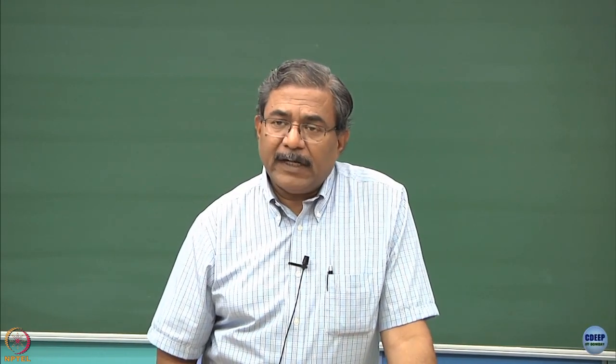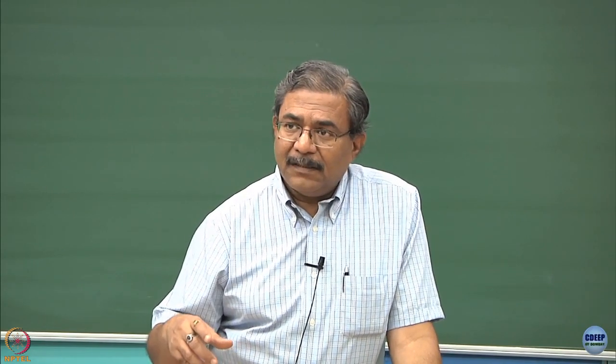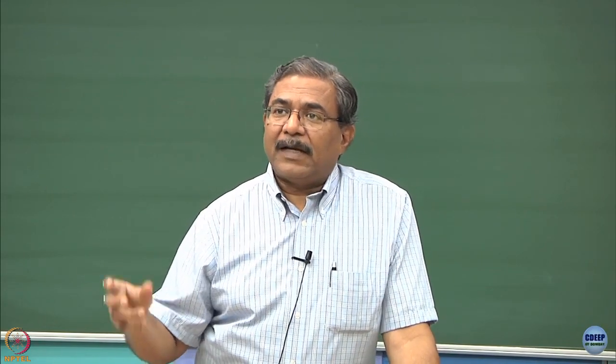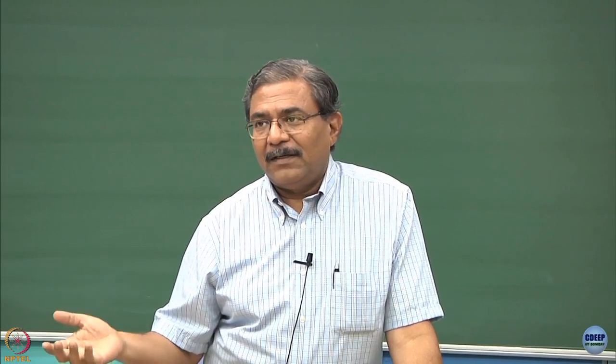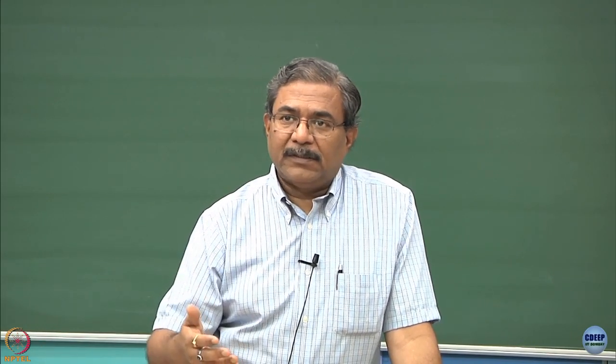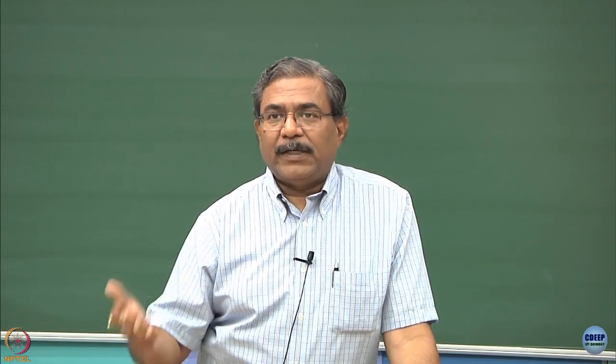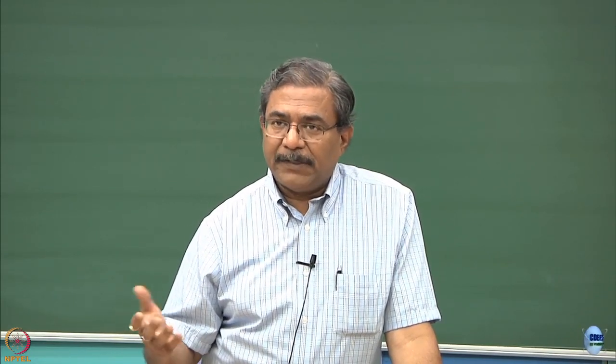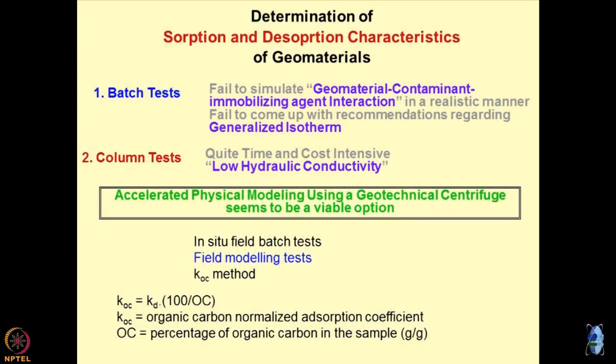Whatever parameters we get from the batch test and the column test, somewhere in between we have to select the right parameter for doing our mathematical modeling. So, these are the two bounds of the KD parameters which you get by conducting laboratory experiments. This is where you can use centrifuge modeling also, and I will show you some of the results which our group has published, where centrifuge was used to obtain the KD parameter from the column test.